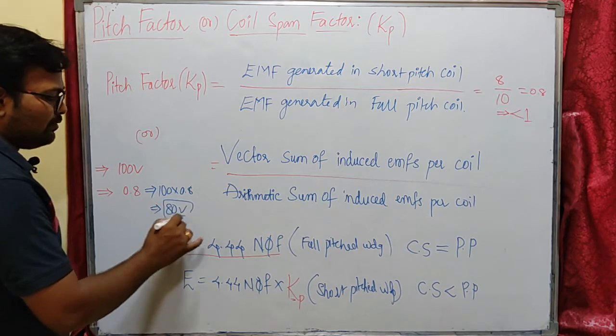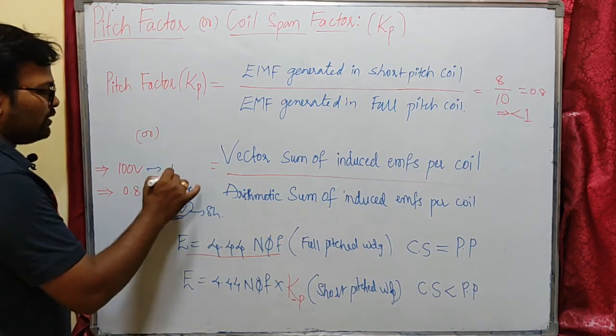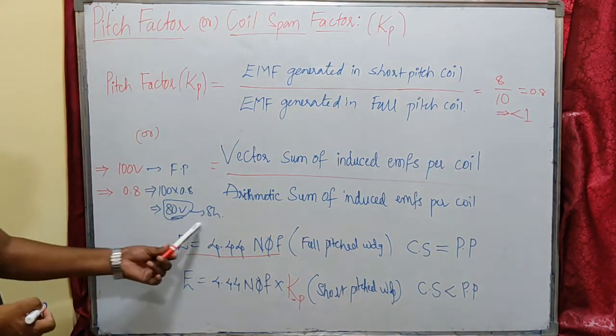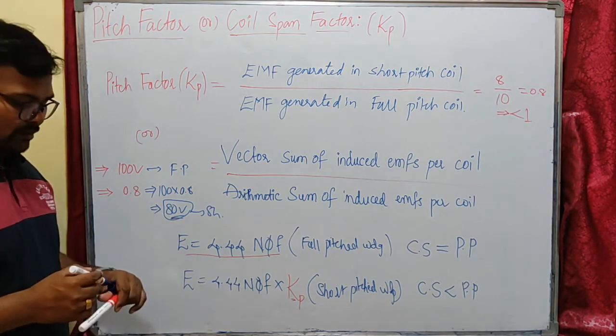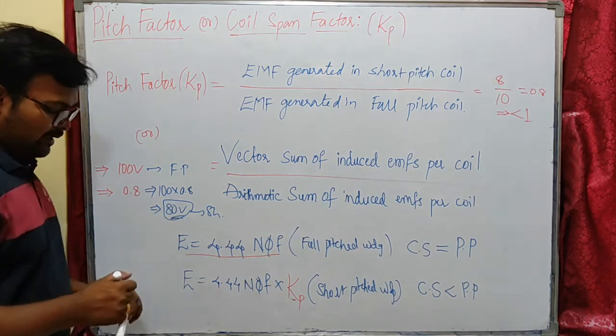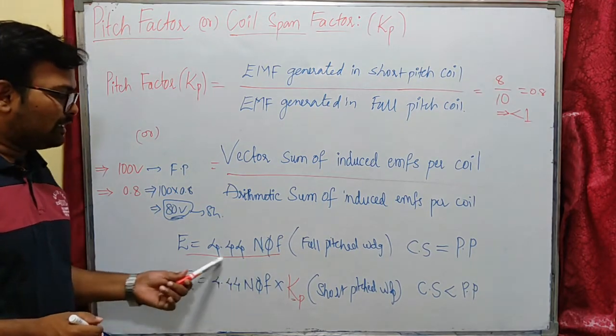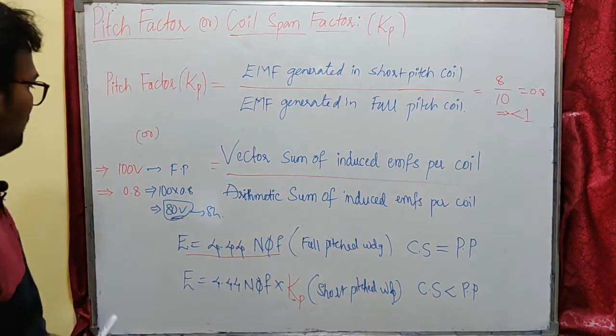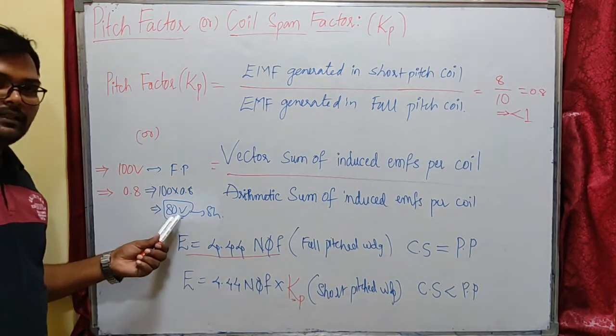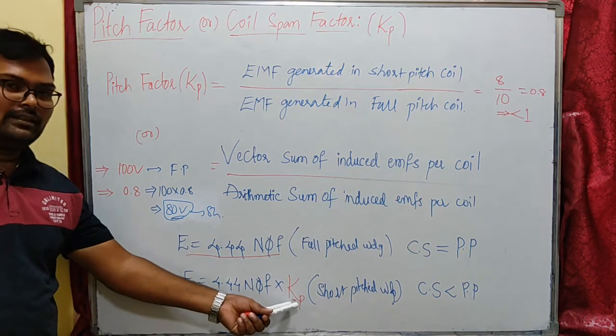Okay, you can see this is the voltage for short pitch winding, this is the voltage for full pitch winding. You can see the voltage value has been reduced from full pitch winding to short pitch winding. Okay, so in order to indicate this decrement, we have to multiply our full pitch winding with the factor for short pitch winding. So in order to indicate this reduction in voltage, we need to multiply some factor, that is called pitch factor.